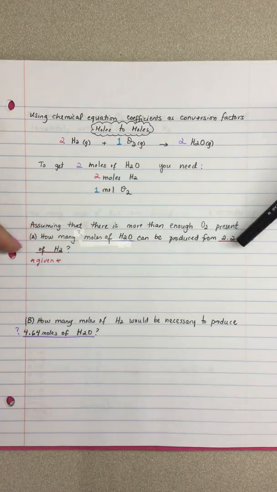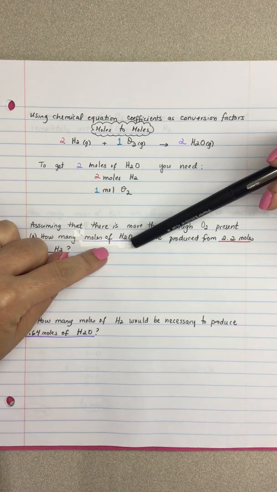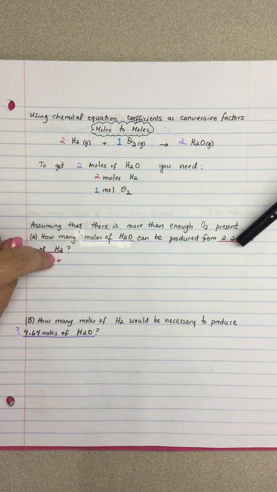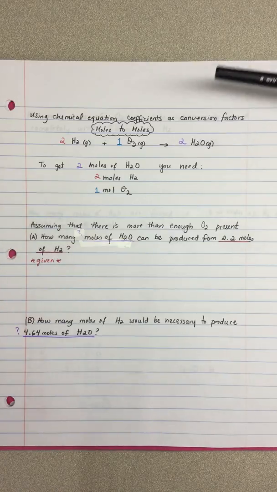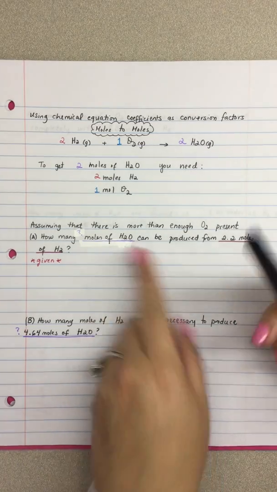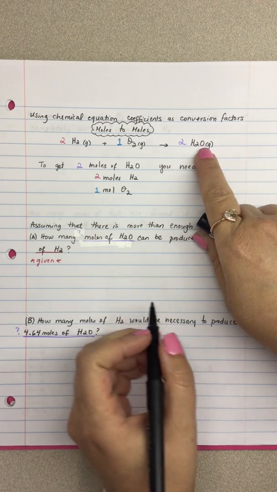So whenever you have a type of problem like this one, where you're given an amount of a reactant, H2, and you want to know how many moles of your product you can form, you have hydrogen and H2O. The one that you're trying to get is H2O. That's what the problem is asking you. This here is 2 moles of H2O.